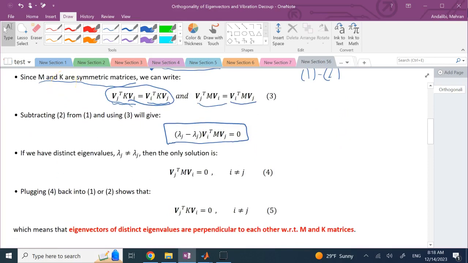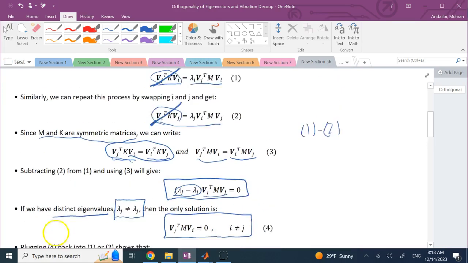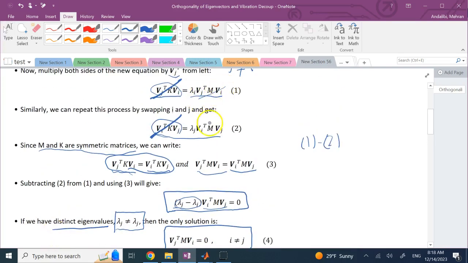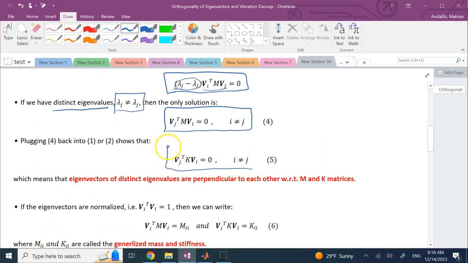Now, if i is not equal to j, and lambda i is also not equal to lambda j, in other words you have distinct eigenvalues, then since these two lambdas are not equal, this parenthesis cannot be equal to 0, so this factor has to be 0. So you get to this important result that V j transpose M V i has to be 0. And if you plug it back into 1 or 2, the right-hand side of 1 or 2 becomes 0, which means the left-hand side is 0, so you get this one.